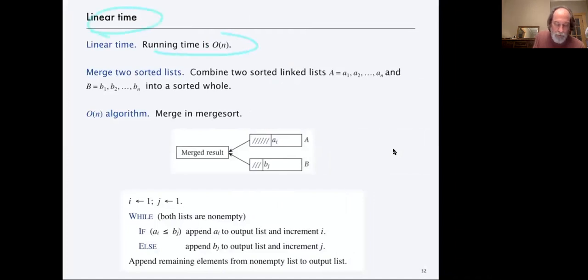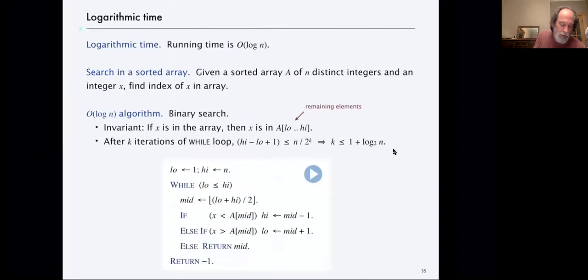Linear time means running time big O of n. All kinds of things: sequential search, merging two sorted lists as done in merge sort, because you visit each element in the two lists exactly once and copy it. I'm not going to go through the details of any of these. Logarithmic time means time big O of log n. The classic algorithm that everybody knows that runs in log time is binary search.